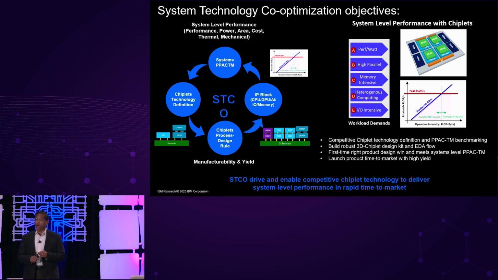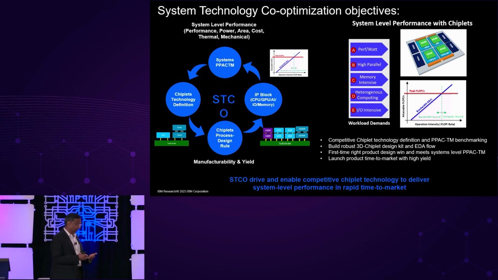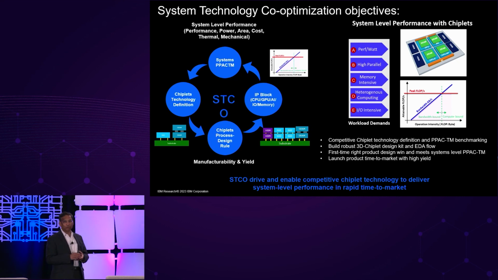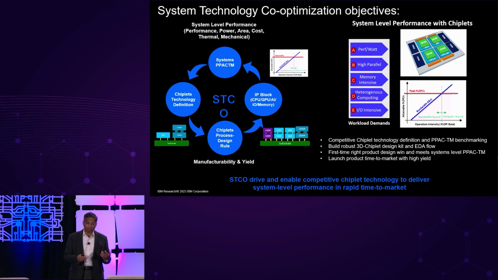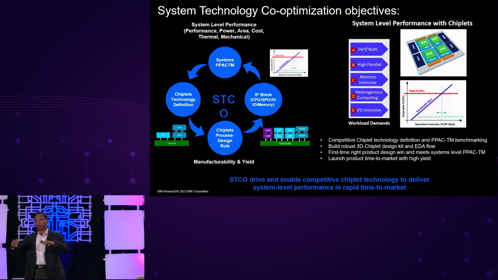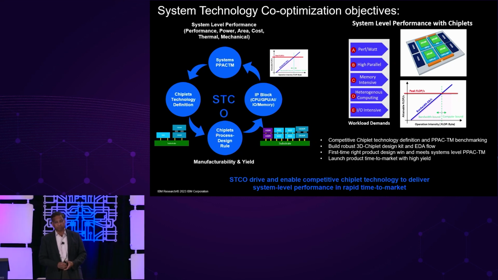In that journey, now we have to transition from the way we used to do DTCO, or design technology co-optimization, to a system technology co-optimization, where you look at system-level performance, then you develop your chiplet technology, what type of ground rules you need to have, what type of IP blocks you need to put together the entire system, and look at metrics like system-level performance, power, area, cost, thermal, mechanical, and many more system-level requirements.